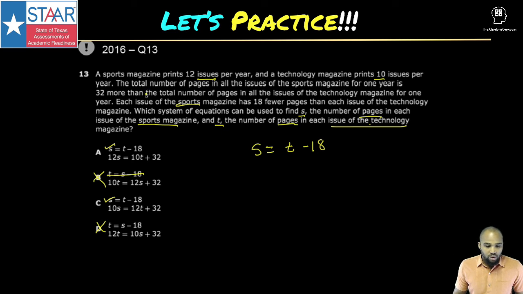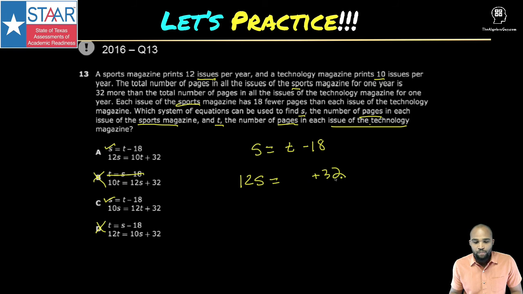We have the total number of pages in all the issues of sports magazine for 1 year is 32 more of all the pages in sports magazine. So this, all the pages in sports magazine. And remember, there's 12 issues per year, so I have to keep that in mind. We're talking about the number of sports magazines. 12 issues per year is going to be the same thing. For 1 year is 32 more, so plus 32 more than in technology. Well, how many issues do they have a year? Well, they have 10 a year. So that's 10 a year.